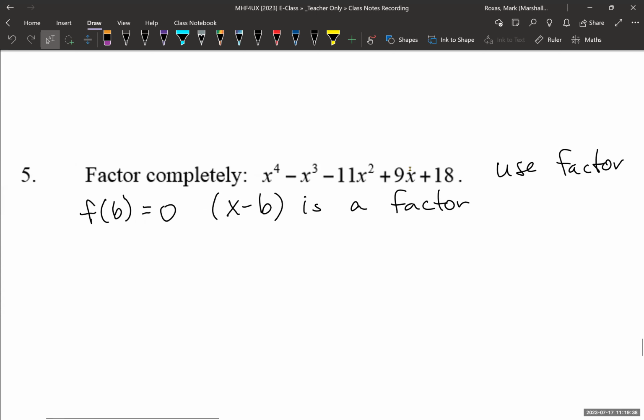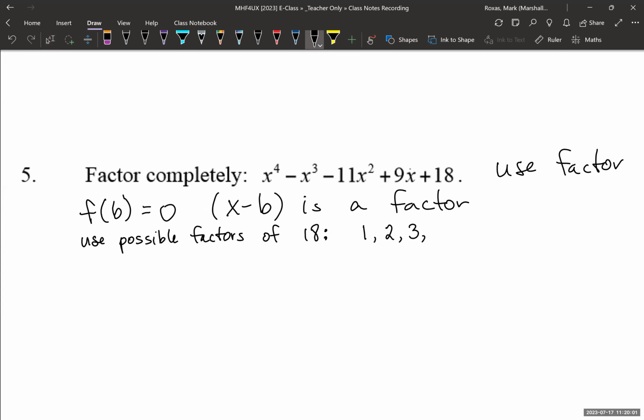Okay, so we're going to use possible factors of 18. So what are some factors of 18? 1, right? 1 times 18. 2 times 9. 3 times 6. Okay. And then so yeah, 6, 9, 18.